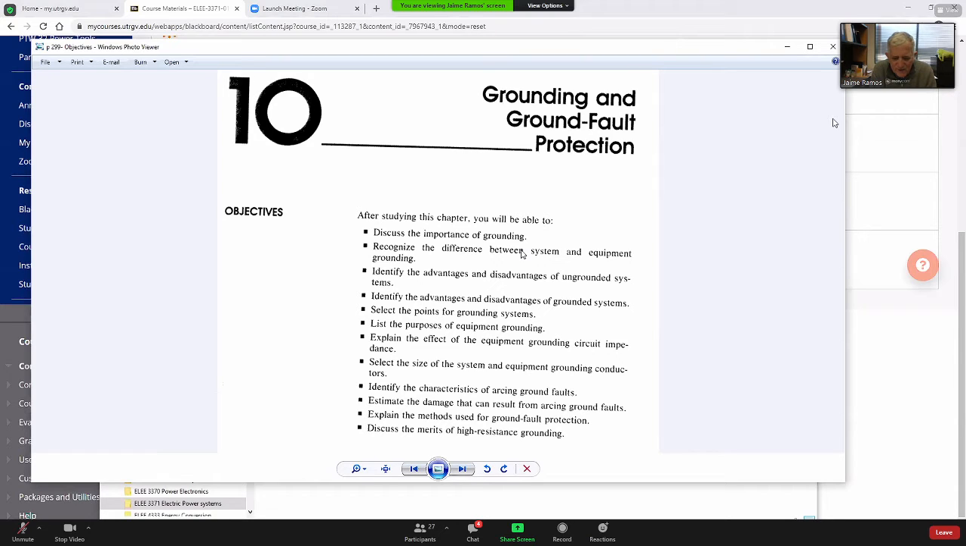Identify the characteristics of arcing ground faults. Estimate the damage that can result from arcing ground faults. Explain the methods used for ground fault protection. Discuss the merits of high resistance grounding. So these are very important topics for the reliability of the electric system and also for safety.